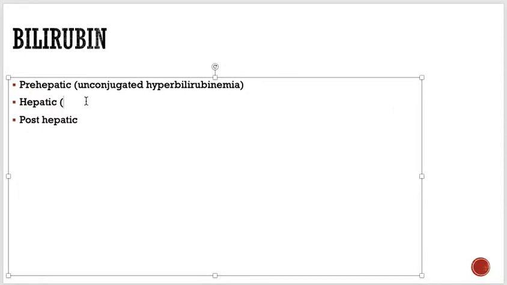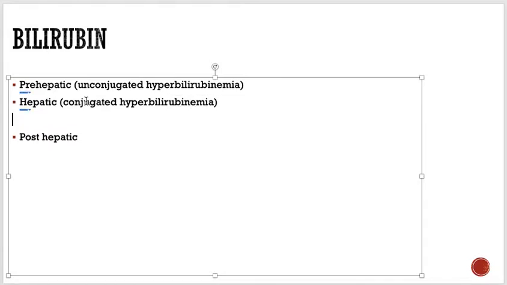Now comes the hepatic one. For example, a very common example is hepatitis, or inflammation of the liver. Whenever there is inflammation of the liver, what happens? The cells of the liver become inflamed and they become leaky. So AST and ALT enzymes will be spilled out in the blood. They will be raised. At the same time, the conjugated bilirubin, which is held in the liver cells, is going to leak as well. So it will result in what? Conjugated hyperbilirubinemia.